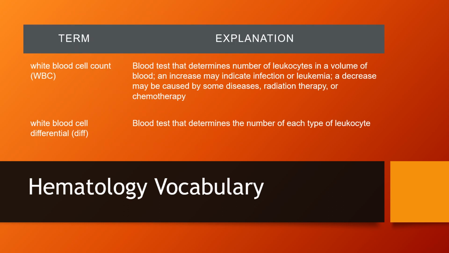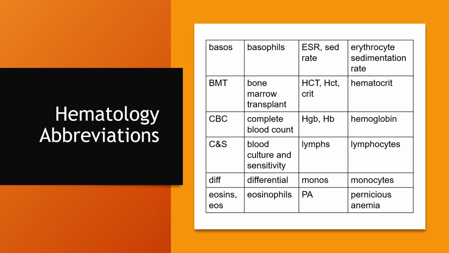White blood cell count, abbreviated WBC, is a blood test that determines the number of leukocytes in a volume of blood. An increase may indicate infection or leukemia. A decrease may be caused by some diseases, radiation therapy, or chemotherapy. A white blood cell differential, abbreviated DIF, is a blood test that determines the number of each type of white blood cell or leukocyte. All right, let's review some hematology abbreviations.